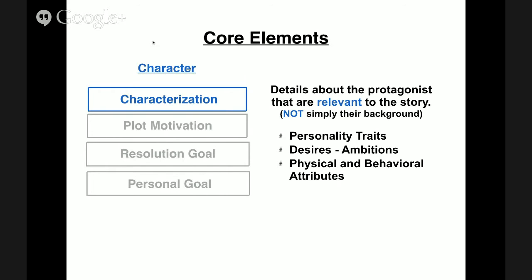We're also not talking about their background. I don't care what they had for breakfast unless what they had for breakfast caused them to miss the bus that then caused an accident that then got us into the story. I don't care what he had for breakfast. I don't care if he grew up being loved or hated unless it has to do with the story.